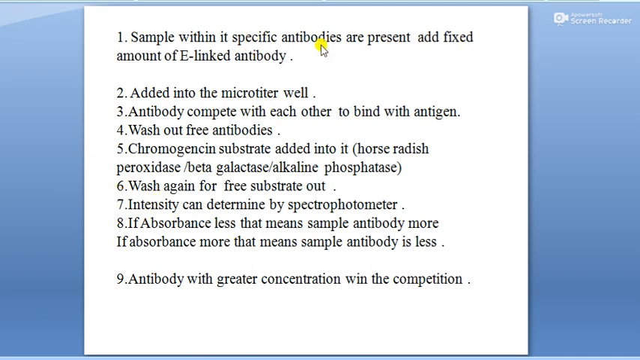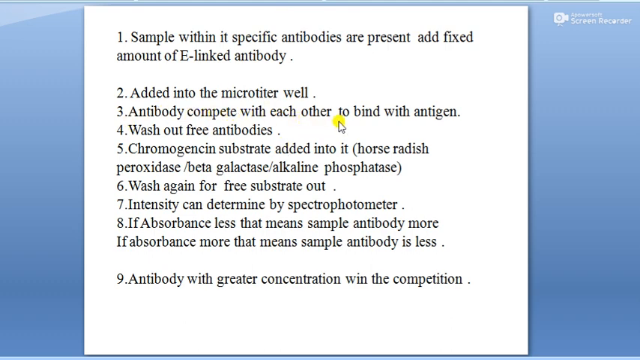That means samples which already contain a specific type of antibody, within which we can add the enzyme linked antibody, or a fixed amount of enzyme linked antibody. Next step, add it into the microtiter well. We need to add those samples, which also include enzyme linked antibody, and the antibodies which are present in the sample need to be added in the microtiter plate or microtiter well.